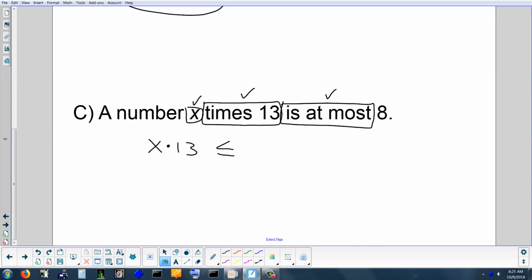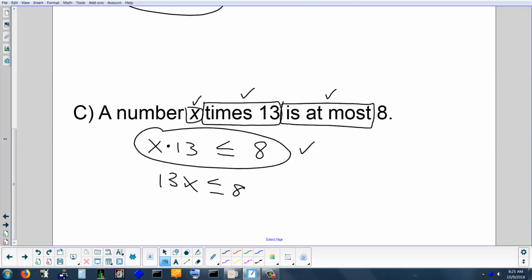And is at most what? I have to have something on the other side. 8. Now, that's fine. You can leave it like that. That's perfect. But when we do x times 13, does anyone remember how we normally write that? Yeah, 13. We normally put the number first. It wasn't worded that way in the sentence, but if you put that on a test, you're good. If you do what Mary just said, 13x, that's perfect too. Either way, it's the same thing. Any questions on that?